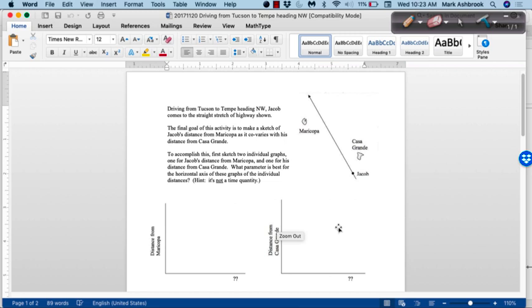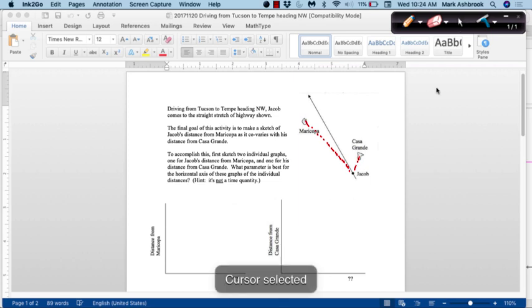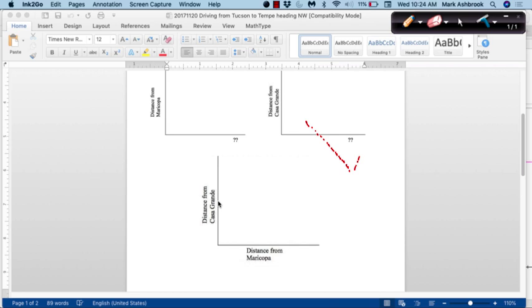So for instance, right now, the distance Jacob is from Maricopa is the straight line distance, like this. Try that again. There we go. So that's the distance right now from Jacob to Maricopa, and this is the distance from Jacob to Casa Grande, right like that. Okay? So as Jacob travels the road, those distances will change. So the end goal of the activity is the graph down at the bottom, distance from Casa Grande versus distance from Maricopa.